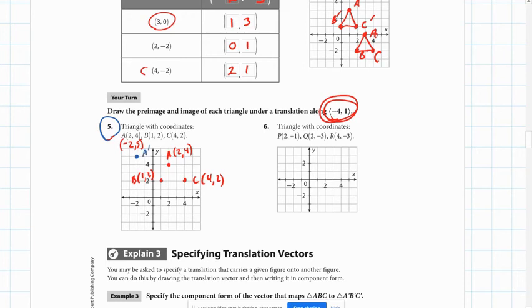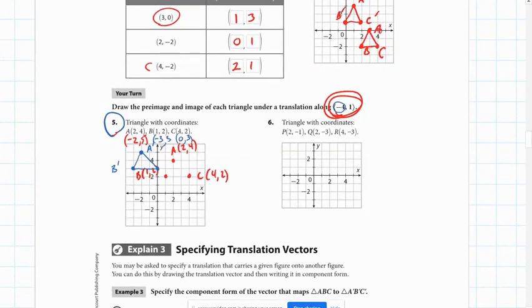And then B, if we subtract 4 from the x, that's -3. Add 1 to the y, that's 3. So (-3, 3). So that's going to be B prime. And C, if we subtract 4, we get 0. Add 1, we get 3. So we're at (0, 3). So we did a vector translation, but we didn't really have to even draw the vector. We just did it all by subtracting 4 from the x and adding 1 to the y.